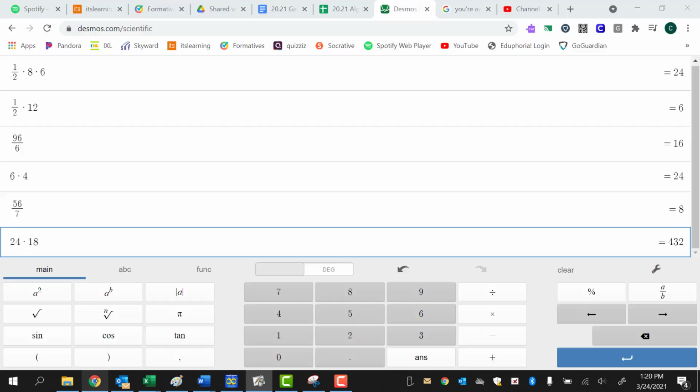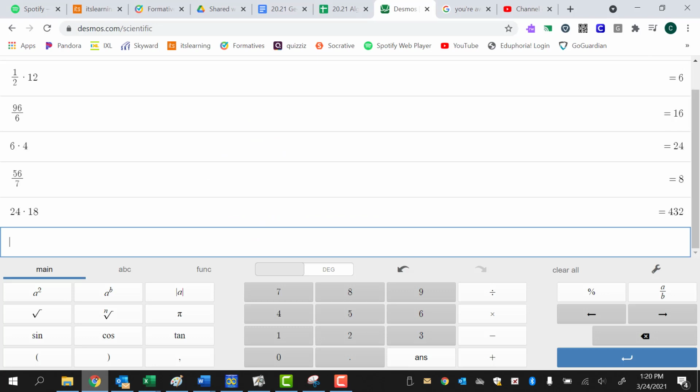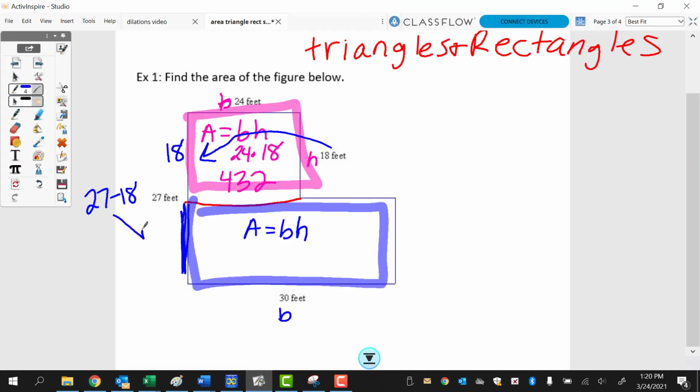Oh, we can type that in Desmos. 27 minus 18. I don't know what that is. 27 minus 18 is 9. So that tells me that the part we really want, our height, is 9, because we had to subtract to figure that out.